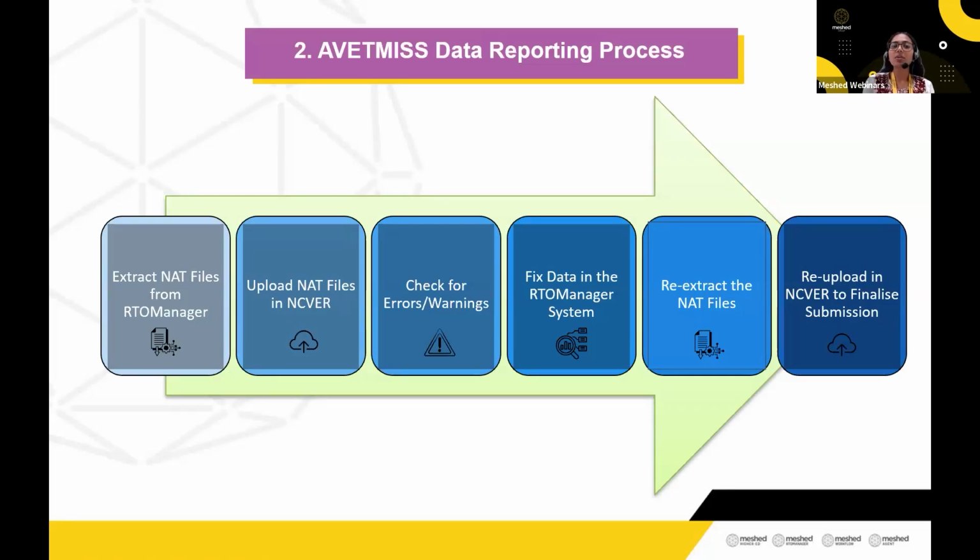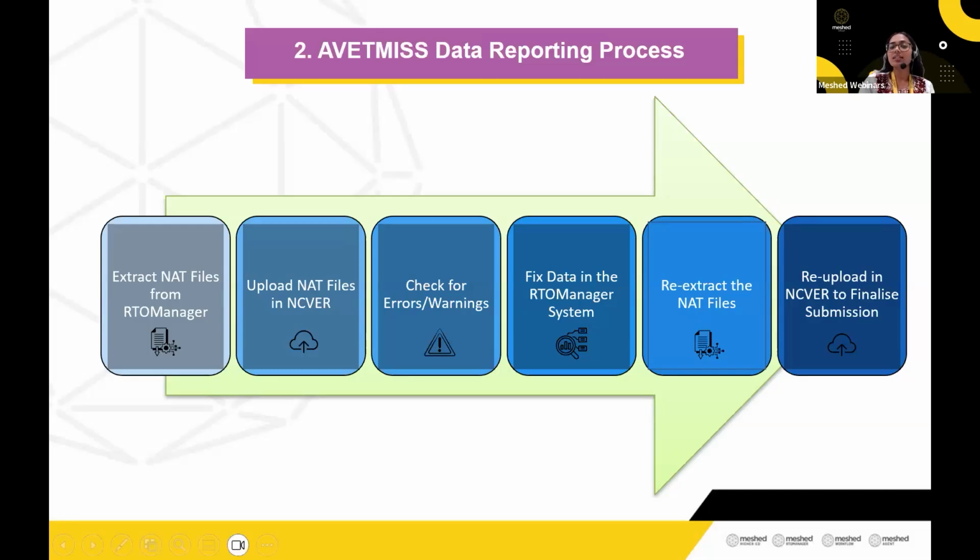The first step, obviously, is to extract the NAT files from RTO Manager, either your Cricus product or the VET platform, whichever you're using. But before that, the first step, which goes without saying, is to have the correct data entry in the system. Once that is there, you can export the data files from the system. In step number 2, you can upload these files into NCVR. You can then check for any errors or warnings, which is usually the file status or the validation status.